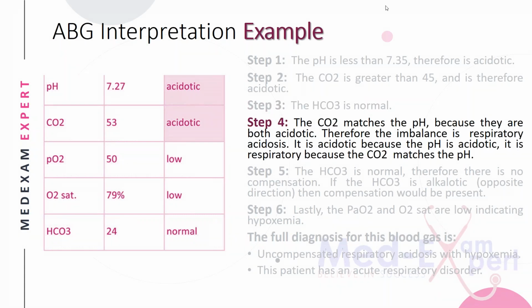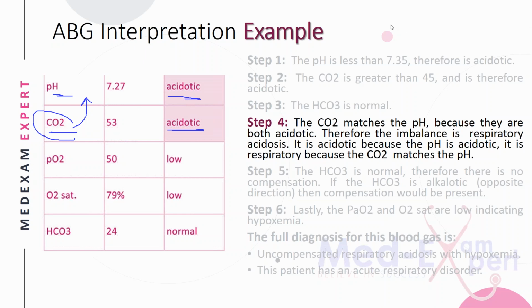Here I can say that the CO2 change matches the pH change. So the condition is respiratory acidosis. When I see that the CO2 is acidic and the pH in general is acidic, the CO2 is the responsible one for this abnormality. The CO2 is the representative of the respiratory system, so this is a kind of respiratory acidosis.